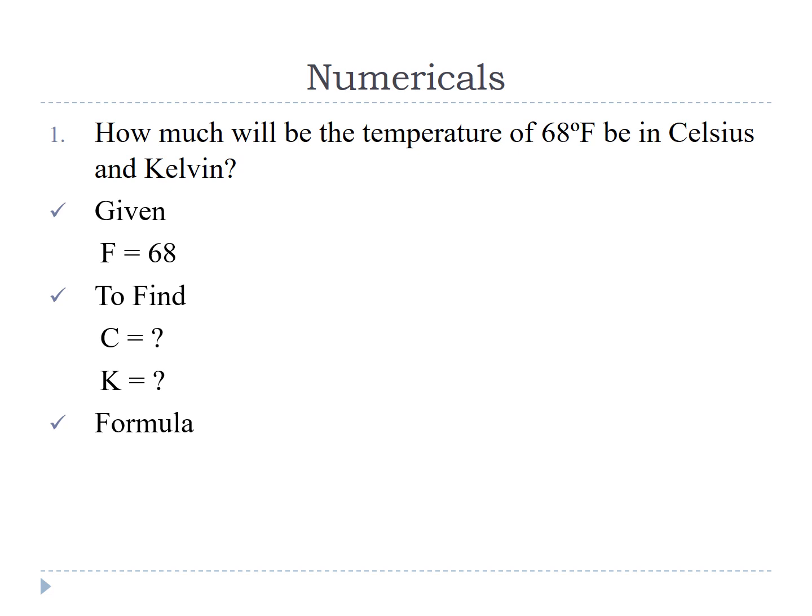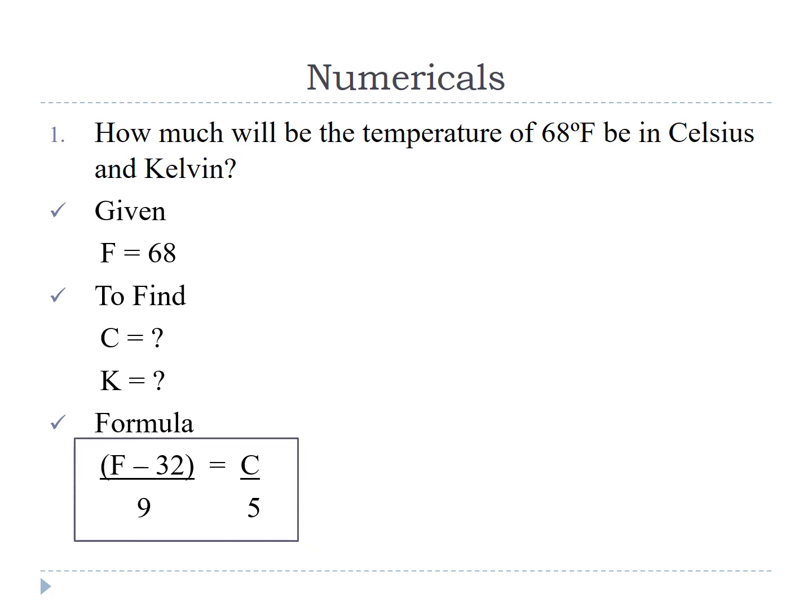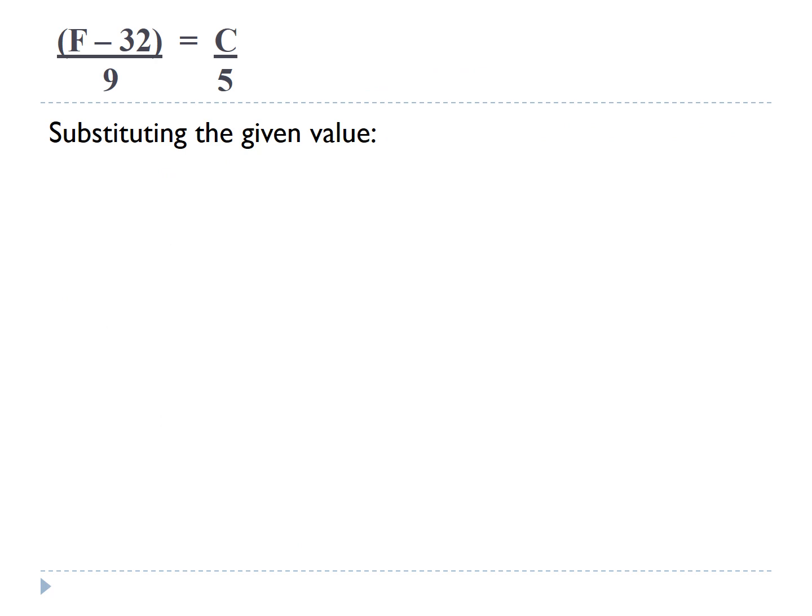So here the formula which we will be using will be (F minus 32) divided by 9 is equal to C upon 5. Okay. So this is a formula and we are going to be substituting the given value. There's only one value given to us and that is Fahrenheit. So we know F is 68. So (68 minus 32) by 9 is equal to C upon 5. Only thing we have done is we have substituted the value of F.